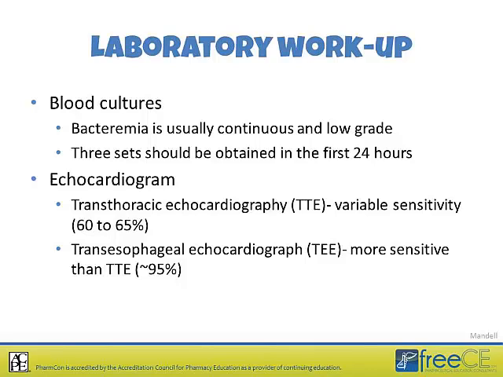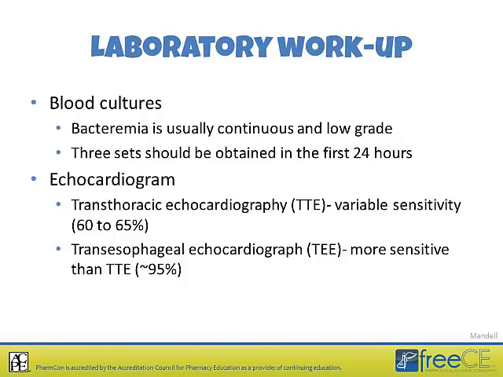So bacteremia is usually continuous and low grade. And within the first 24 hours, really 3 sets of blood cultures should be obtained. And these tend to be really low in terms of the number of CFUs or colony-forming units. Generally, they have less than 100 colony-forming units per milliliter, so just keep that in mind. As I mentioned, it's usually continuous and low grade.